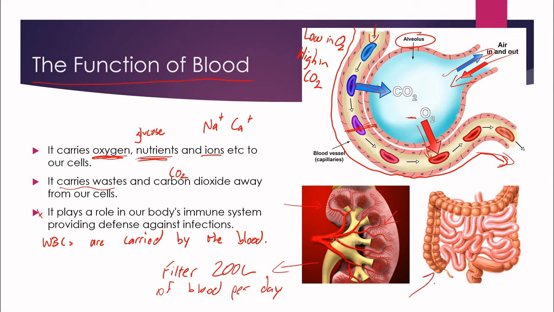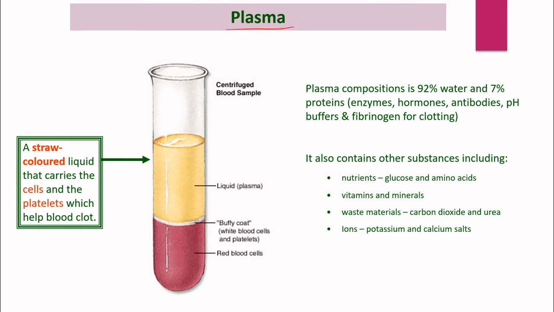And over here, we can just see our intestines, and what we're looking at here is out of the intestines, the food that we're digesting, that some of the nutrients, such as glucose, that we've already mentioned, would be absorbed into the bloodstream and carried to the cells as well via the blood. So let's have a look at the plasma in a little bit more detail. So plasma is the straw-colored liquid that carries the cells and the platelets here, which help the blood clot.